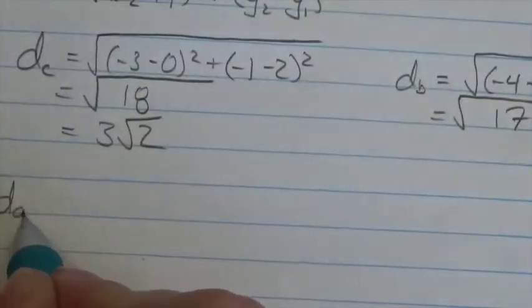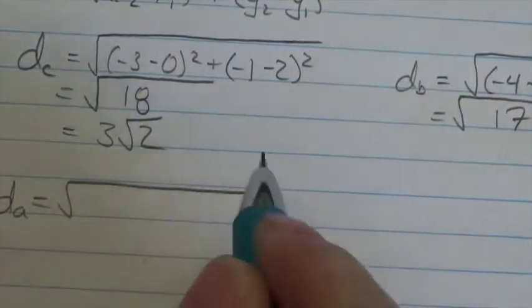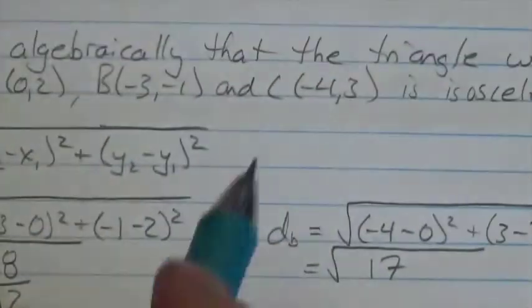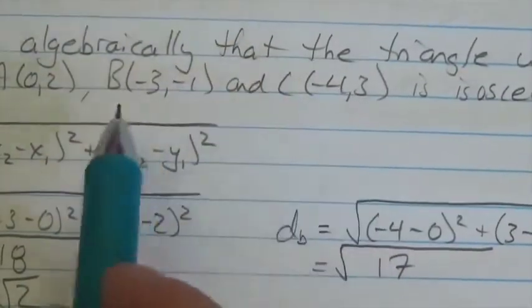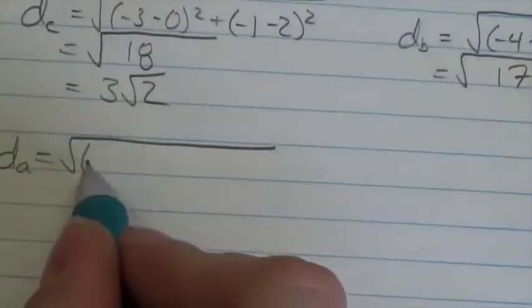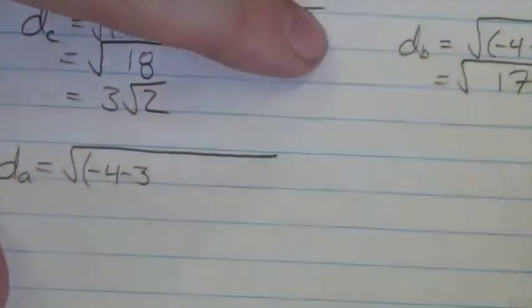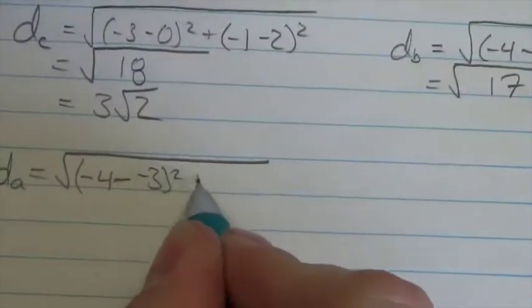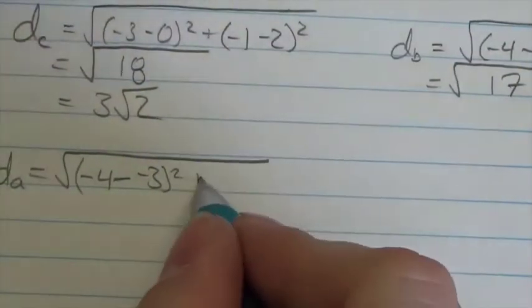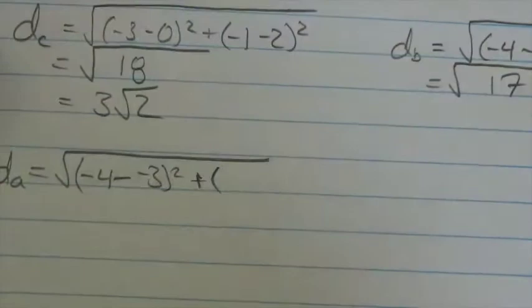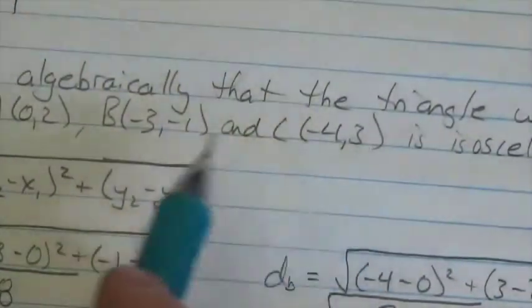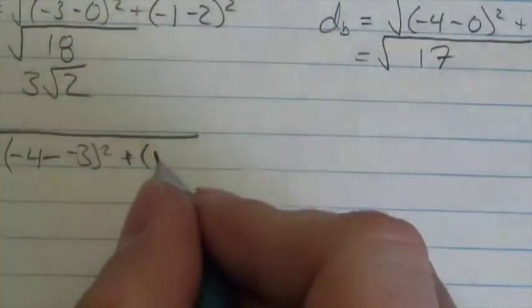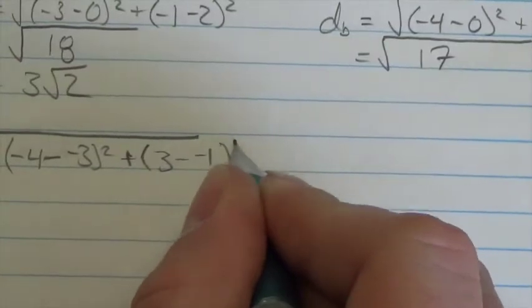So the distance along little a will be the square root of, okay, well here, let's make this our second point here. So negative 4 minus negative 3, squared, and we will add to that, what do we got here? 3 minus negative 1 squared.